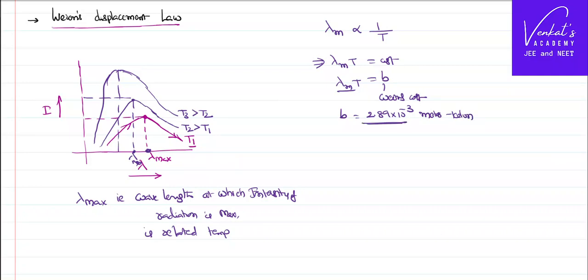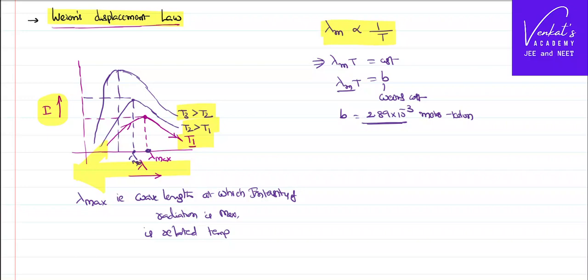So the most important part of that law is that with the increase in temperature, lambda m doesn't increase, rather it decreases. They are inversely proportional to each other. Lambda m corresponds to a wavelength at which intensity of the radiation becomes maximum. That law is called Wien's displacement law.